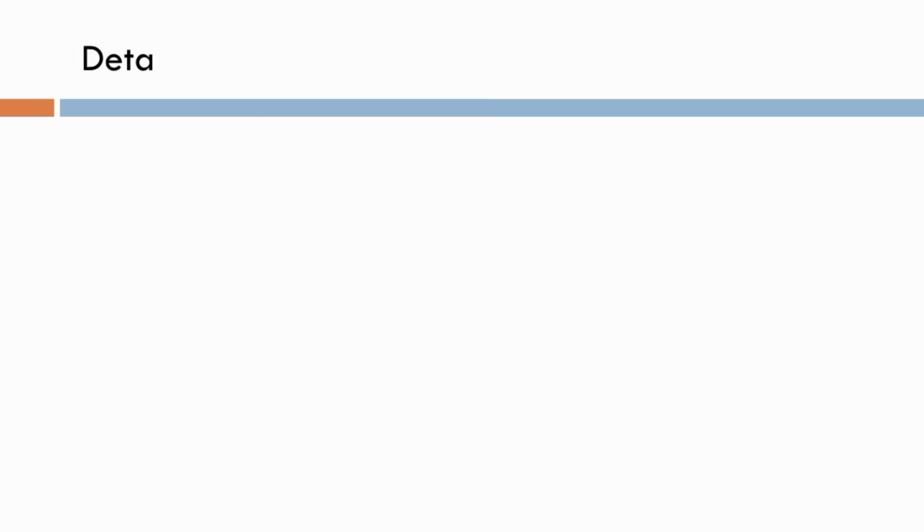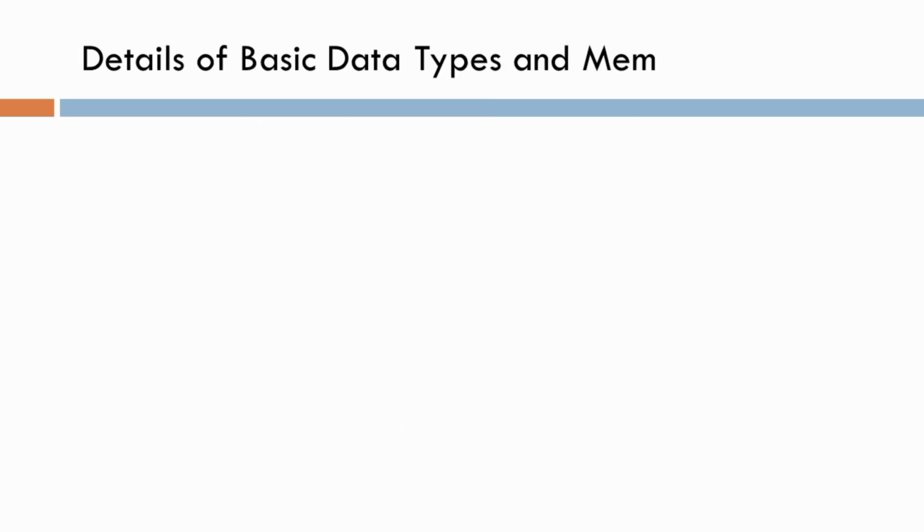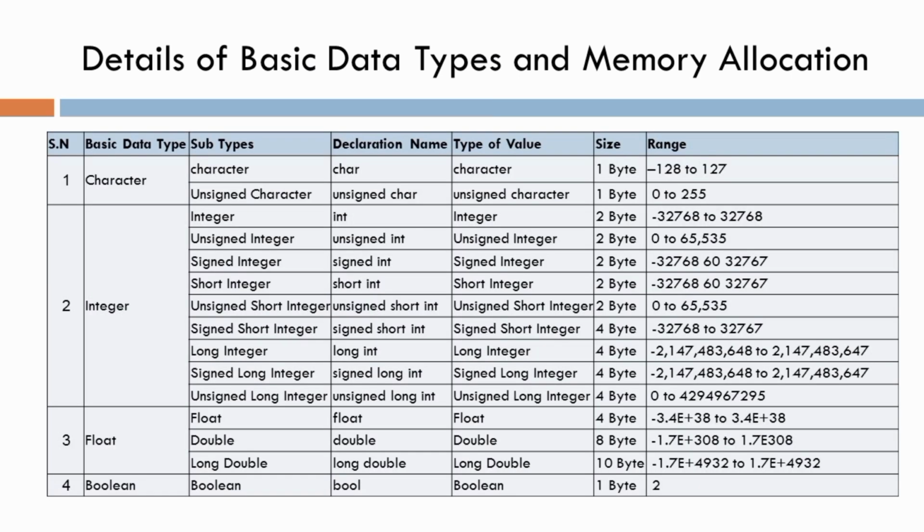Here are the details of the basic data types and memory allocation. As we discuss the 4 different types of data, the first one is the character data type, the second is integer, the third one is float, and finally there is boolean. These 4 types are given in the second column. Next, in the third column, are subtypes. These are the further types of each of these basic data types. In character, we have 2 types: character and unsigned character. Similarly, integer also has different types, and float has 3 types. At last, boolean has only 1 type, which is called boolean.